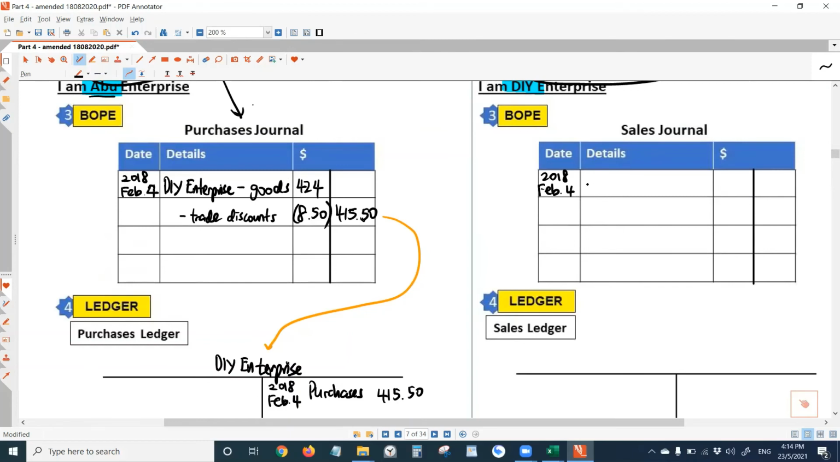February 4th. Here, write what in details? Write the name of our customer who owes us money. You must have the ability to switch from one person to another, quickly. If you cannot do it, it will be difficult for you. You must know that in this part of the question we are DIY. Just now we were Abu. You must be very alert about who we are. The amounts are the same, 415.5.